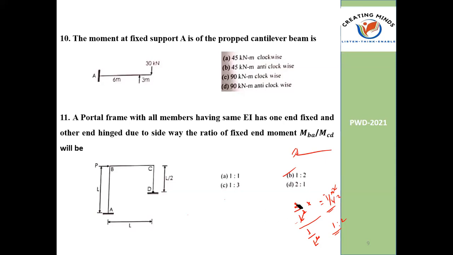If you take the ratio, if he is asking the reverse ratio, CD by BA, it is MBA by MCD. If he is asking MCD by MBA, 2:1. So be very, very careful. You are getting the same answer. If you take 6EI delta by L square, 2EI, but when you are hinged, you must be careful. It is 3EI delta by L square.